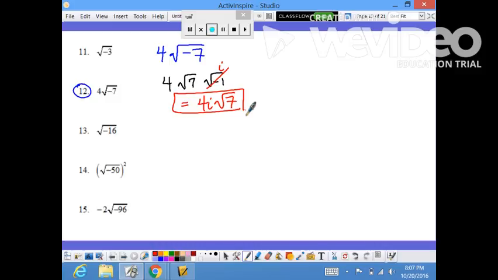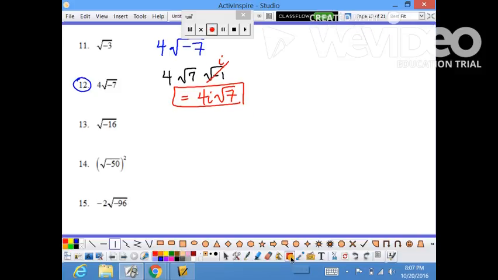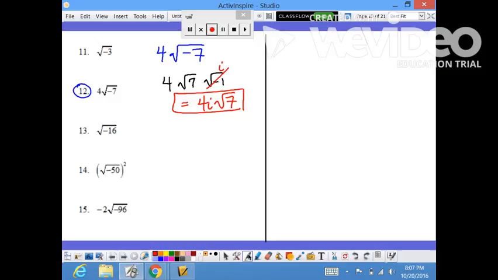Okay. Number 14 here for you. A lot of us probably struggle with this, but again, you can do this one of two ways, and you'll still get the right answer. So you have the square root of negative 50 and square it.